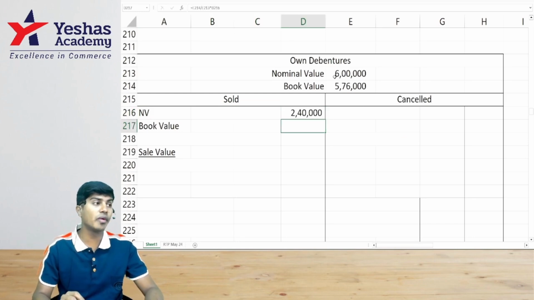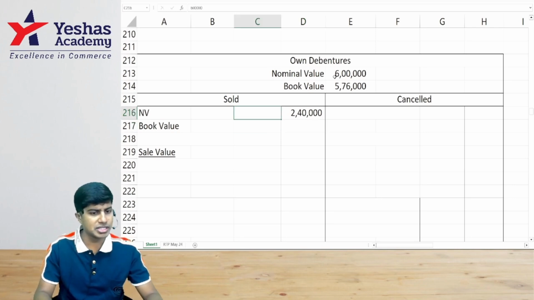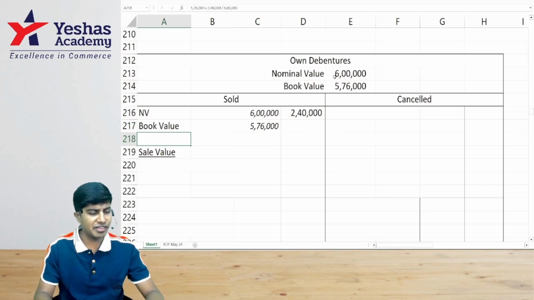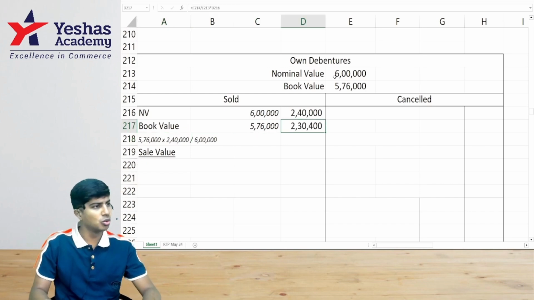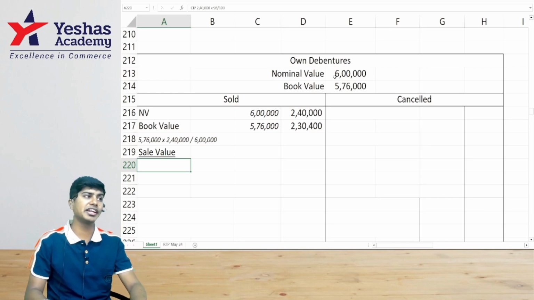Now we need to find the book value of these debentures which are sold. How do we find book value? See, if nominal value is 6 lakh, book value is 5 lakh 76. If nominal value is 2 lakh 40, how much is this? We will do 5 lakh 76,000 into 2 lakh 40 divided by 6 lakh. 2 lakh 30,400. This is sold at the cum interest price.